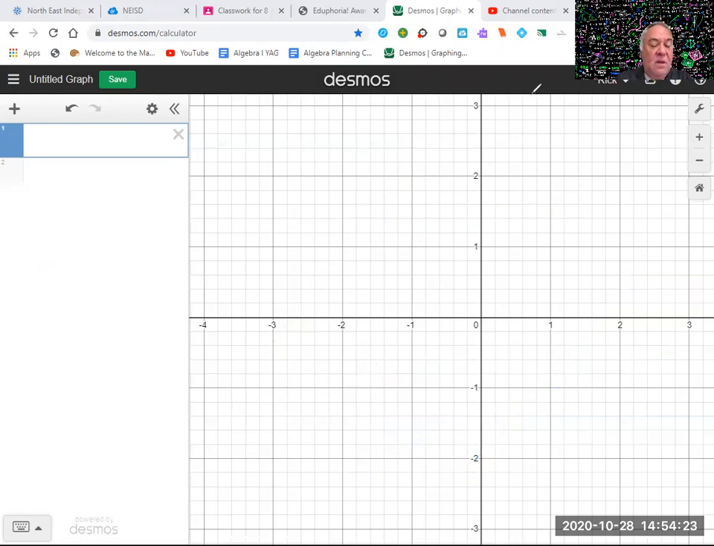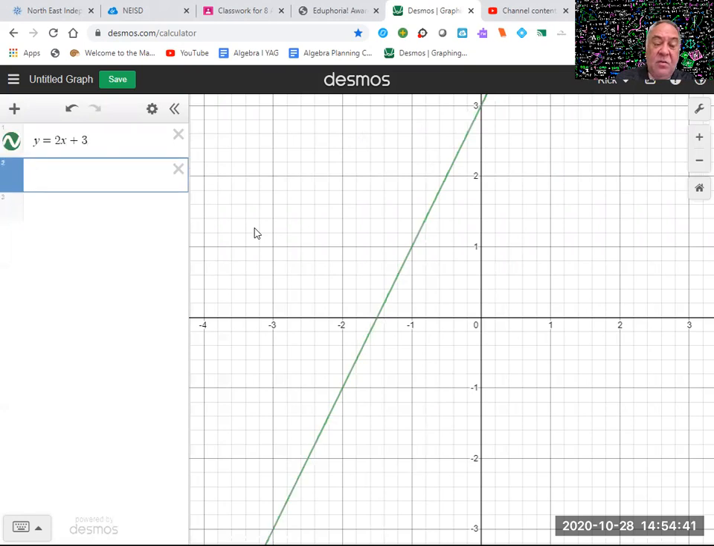Now, when is there no solution? You have no solution if you have two lines that are parallel, basically with the same slope. So I'm going to give you y is equal to 2x plus 3 again. And then it has to be the same slope. Y is equal to 2x minus 1.